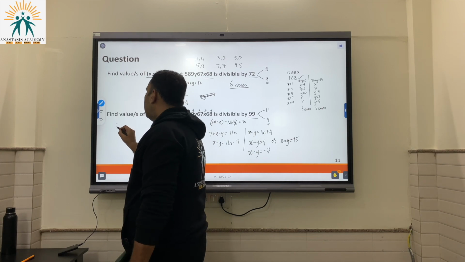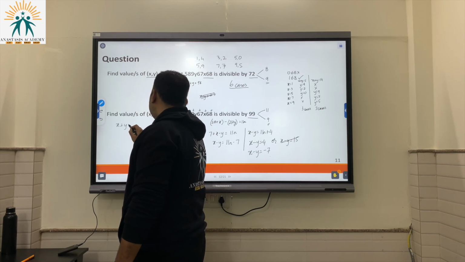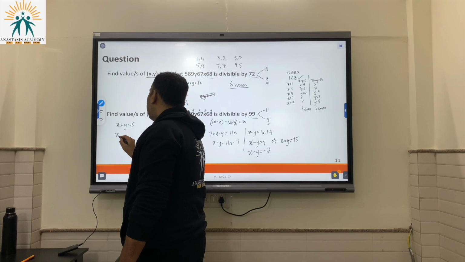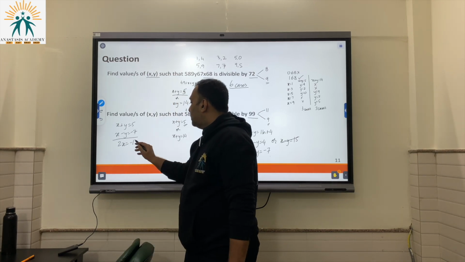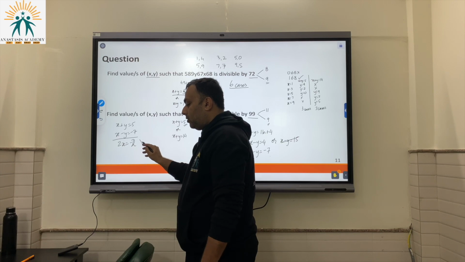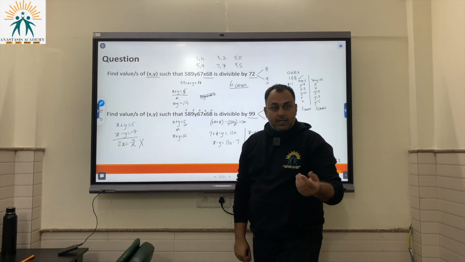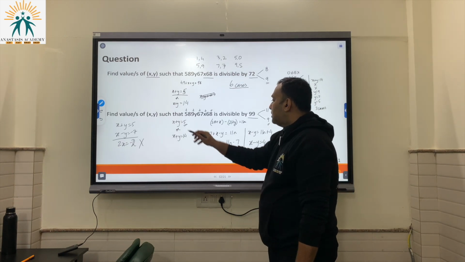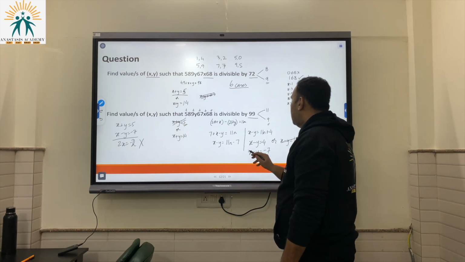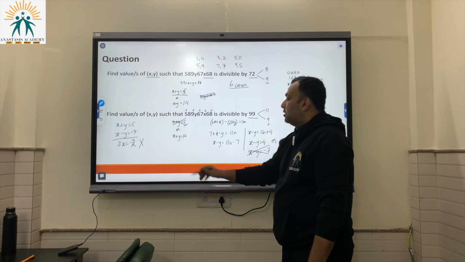So, I will have two sets of simultaneous equations, x plus y equal to 5 and x minus y equal to minus 7, giving me 2x equal to minus 2, which I can rule out. This is not possible at all. X cannot be a negative integer. So that case is not possible.